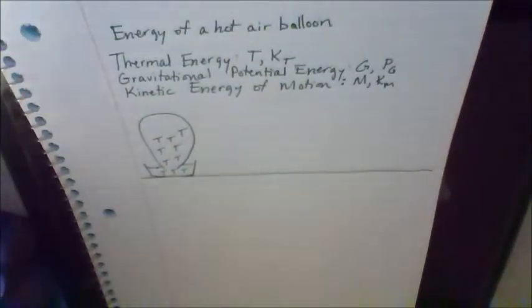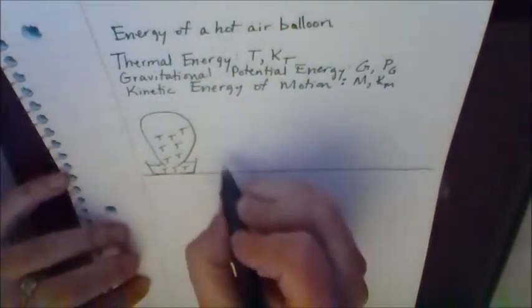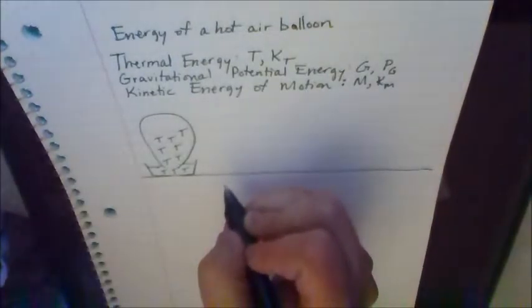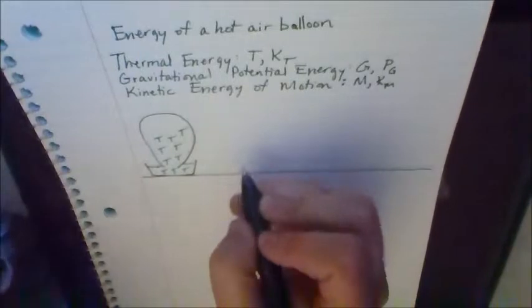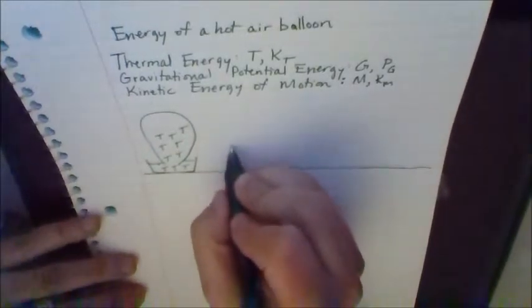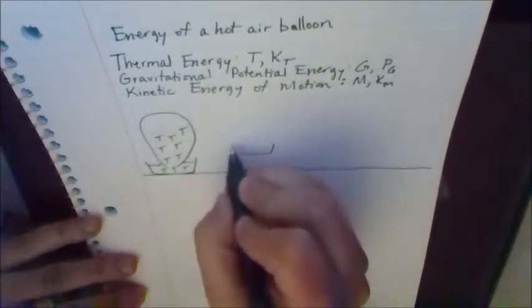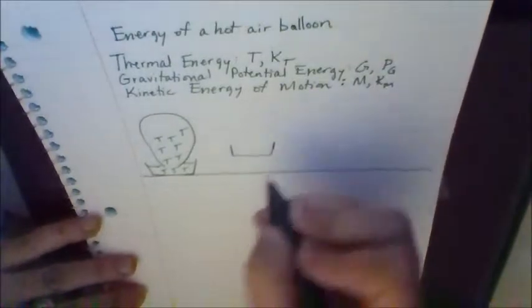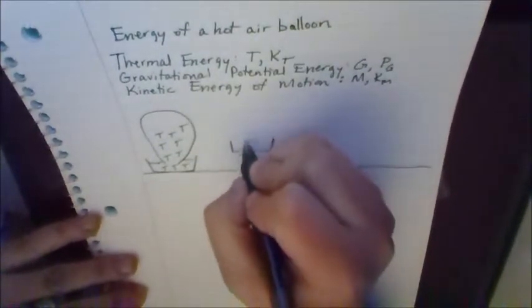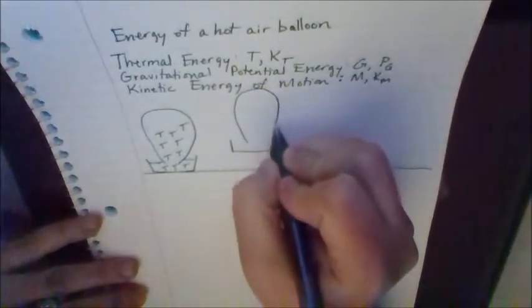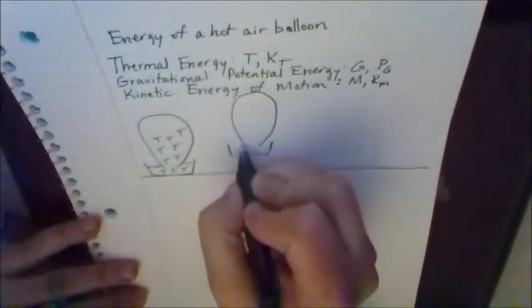We have 10 thermal energies, of course, coming from the fire, which comes from the fuel. That's another type of energy. But we're just going to work with the thermal energy, starting with that now. Now, of course, the purpose of the thermal energy is to be able to lift the hot air balloon up. So we're going to have the hot air balloon lifted above the ground, and that thermal energy is going to go ahead and turn into something else.